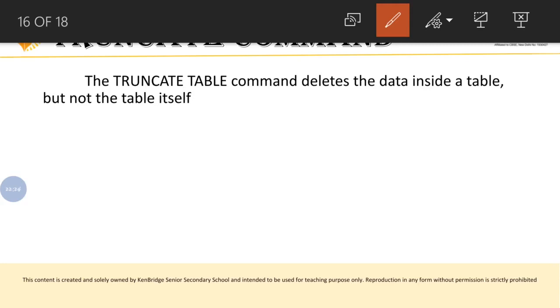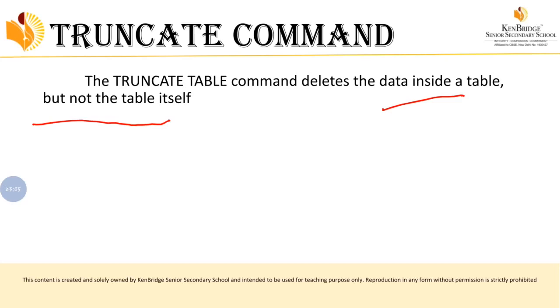So the truncate table command deletes the data inside a table but not the table itself. It will delete only the data, not the entire table. So just make a note, students. It will delete the data inside a table but not the table itself, which means it will delete the values inserted in the table. That alone is deleted, but the entire structure of the table will not be deleted by the truncate command. And one more thing, if you do something using the truncate command, it will be a permanent change. You cannot get back the records deleted by the truncate command. So that is the difference between truncate and delete.